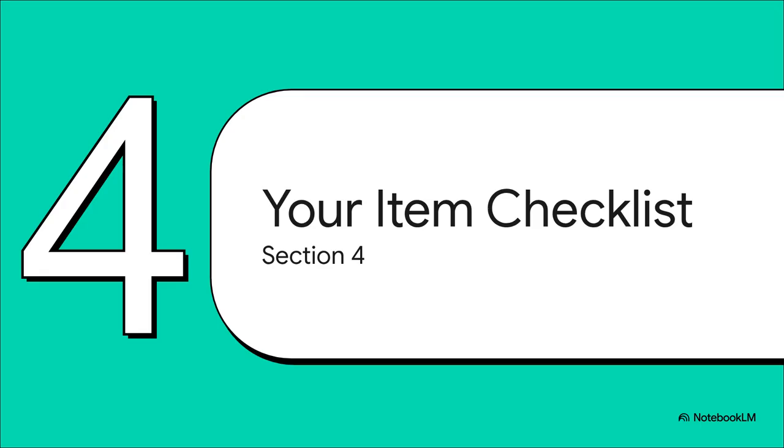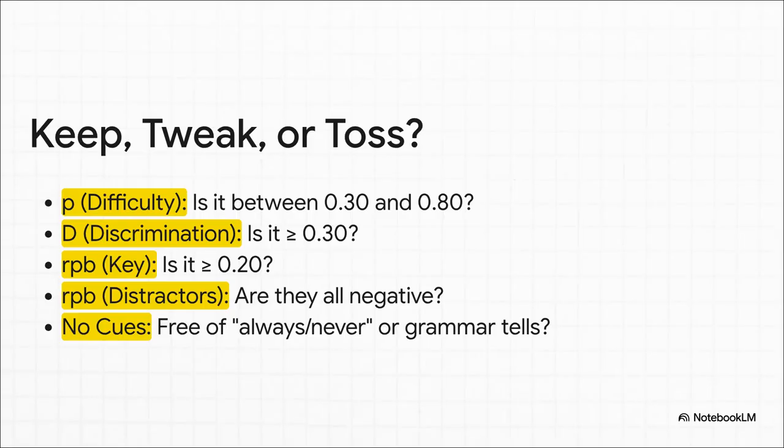So after going through all that, how do you put this into practice quickly and efficiently? Let's boil it all down to a final practical checklist that you can use to triage every single question on your report. For every single item, just run down this list. Is the difficulty in that sweet spot? Is it discriminating well? Does the key have a strong positive point biserial? And, just as important, do all of the distractors have a negative one? If you can check yes on these, chances are you've got a really solid, high-quality question.